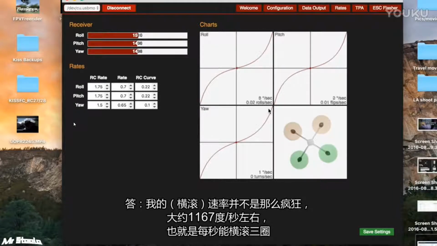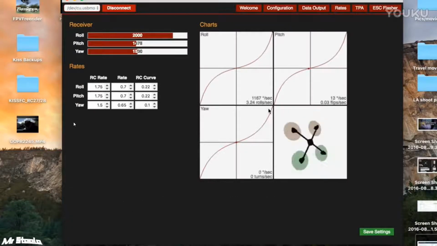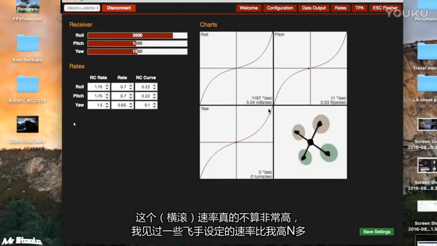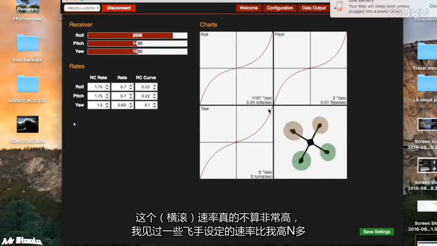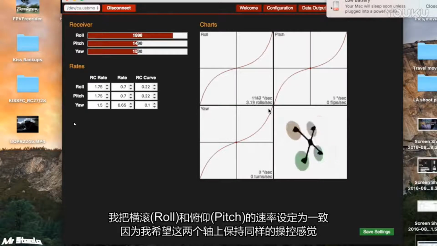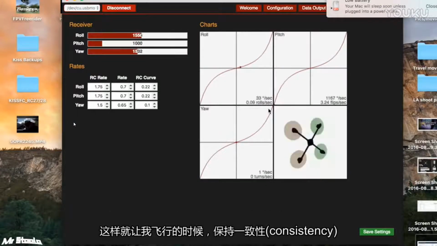I think it's like 1167 degrees per second, which is not very fast. I mean, I've seen people with way faster roll rates than me. It's only 3.4 rolls per second, and I try to keep pitch and roll consistent. Both of them I want to roll and flip the same exact speed. I don't want anything to flip faster, I want it to be consistent. Like I said, everything is about consistency.